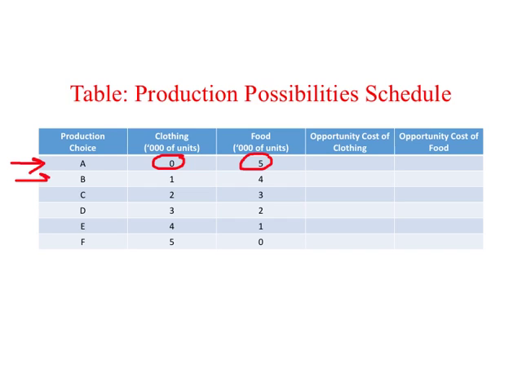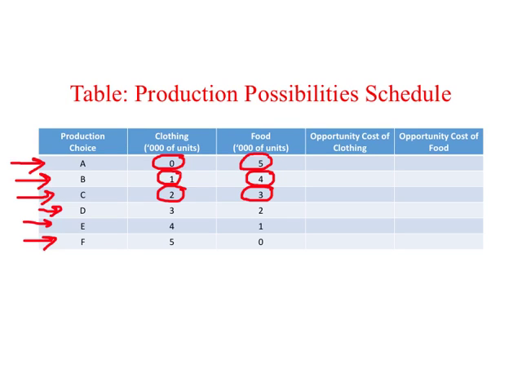Look at another production choice, B. Suppose this country decides to produce 1,000 units of clothing. In such a case, the max amount of food the country can produce will be 4,000. Look at another production choice, let's call it C. The country decides to produce 2,000 units of clothing. In such a case, the max amount of food it can produce will be 3,000. And in this way, we create an exhaustive list of production choices available to this country, given resources and technology.